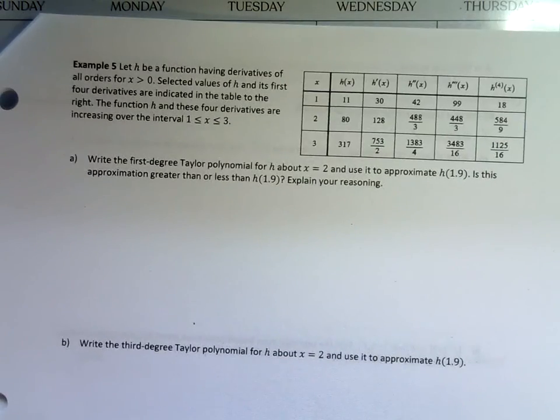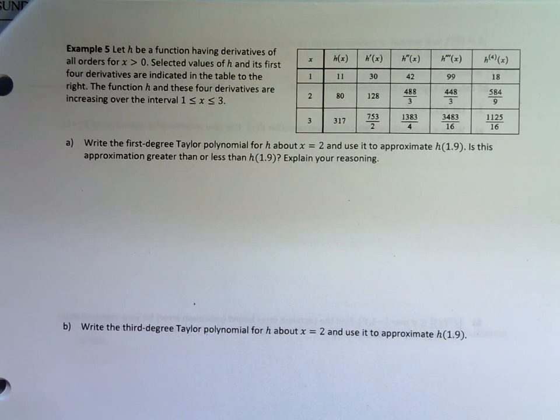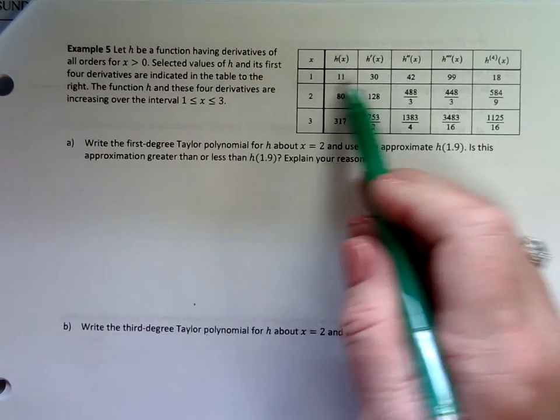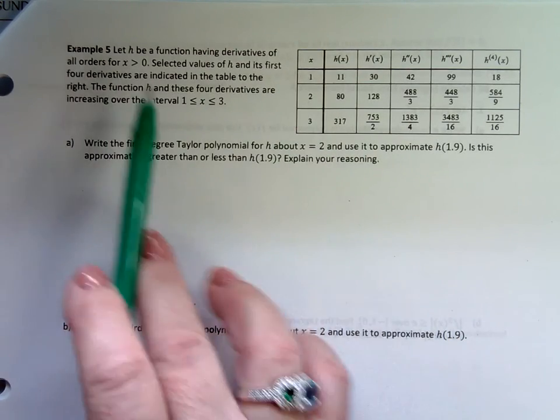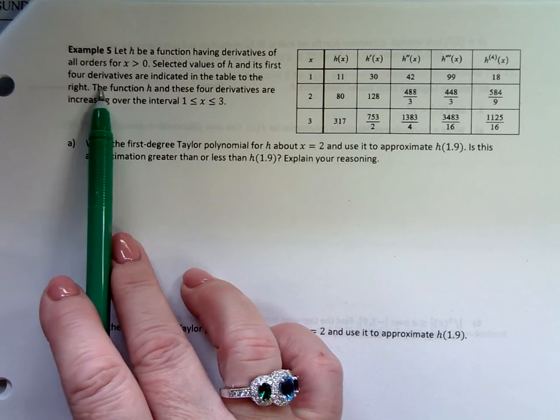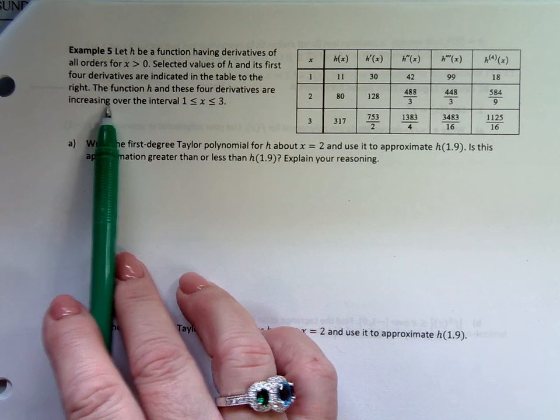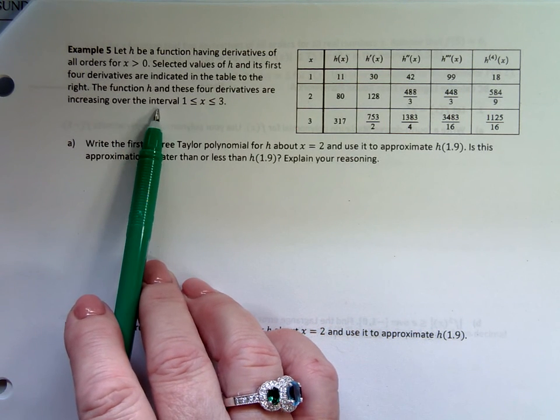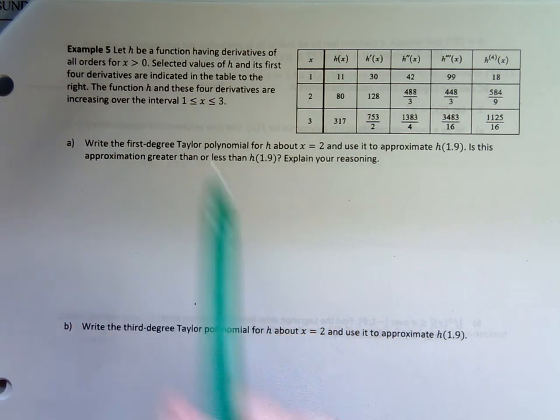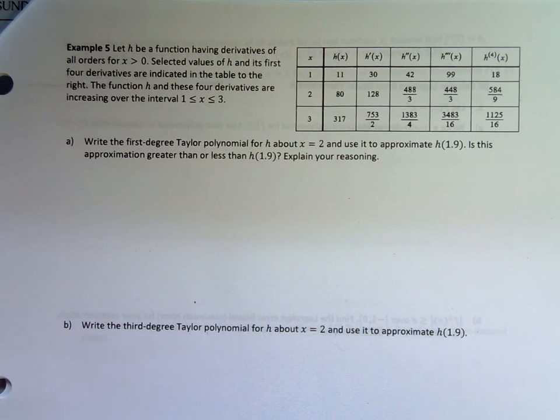Let h be the function having derivatives of all orders. We've got all these different derivatives given at different x values. Selected values of h and its first 4 derivatives are indicated on the table to the right. The function h has these 4 derivatives increasing over the interval from 1 to 3. Write the first degree Taylor polynomial for h about x equals 2 and use it to approximate h of 1.9. Is the approximation greater than or less than h of 1.9? Explain your reasoning. Now this brings up some stuff from back in Calc AB, the ending of it anyway, about it being an overestimate or underestimate.